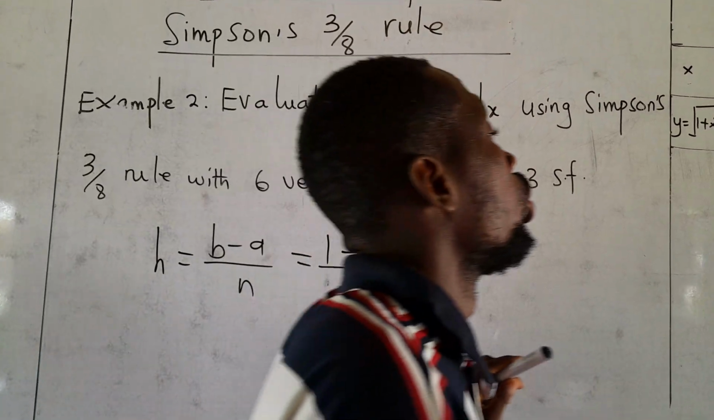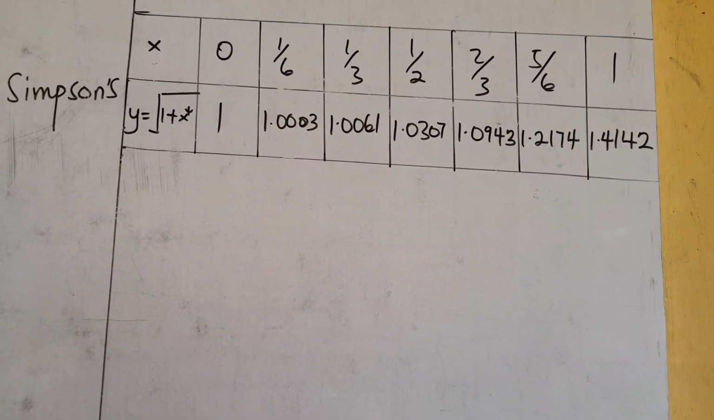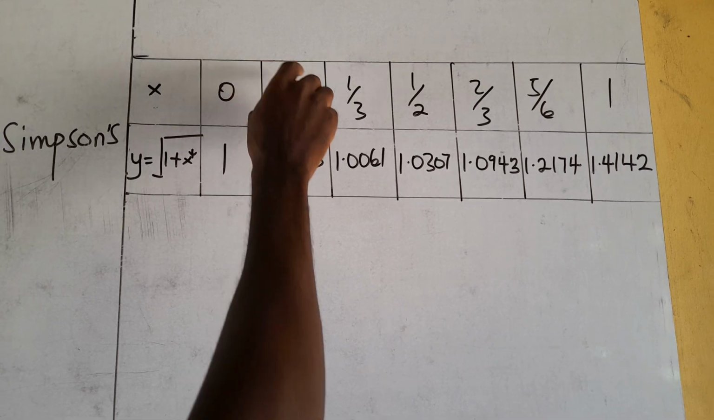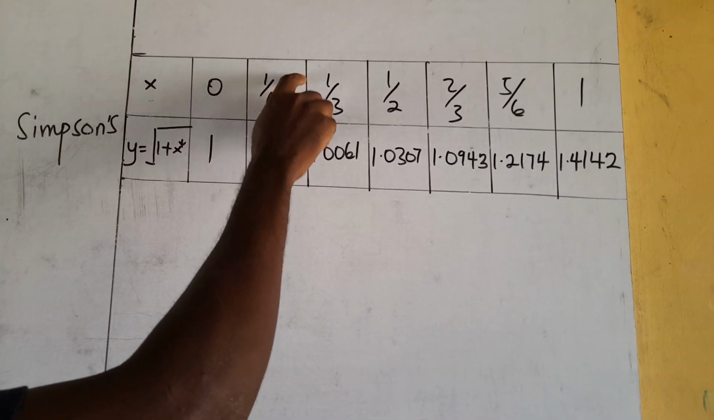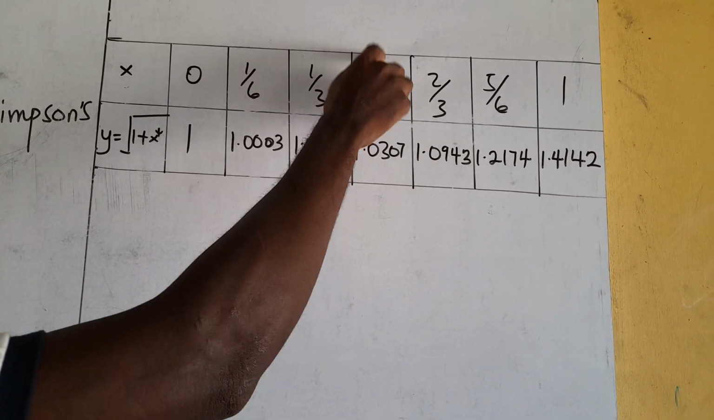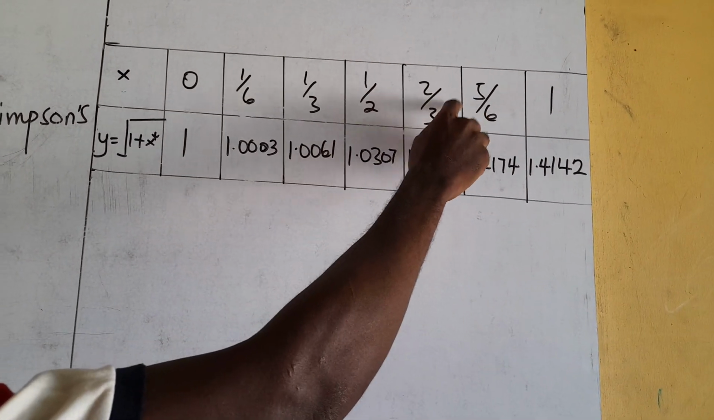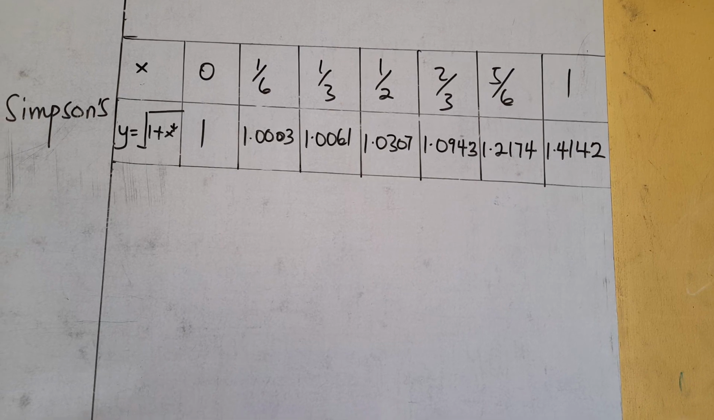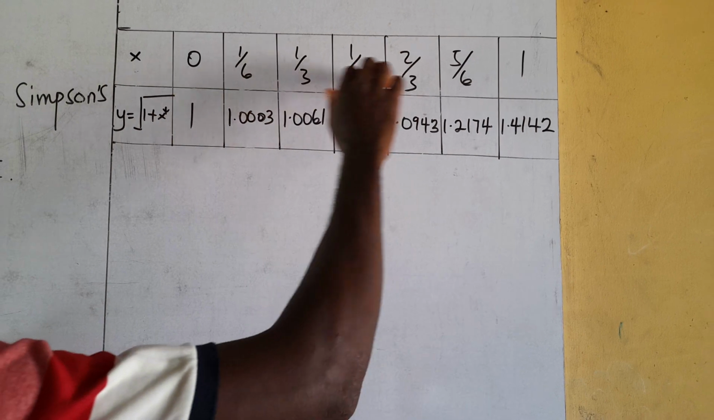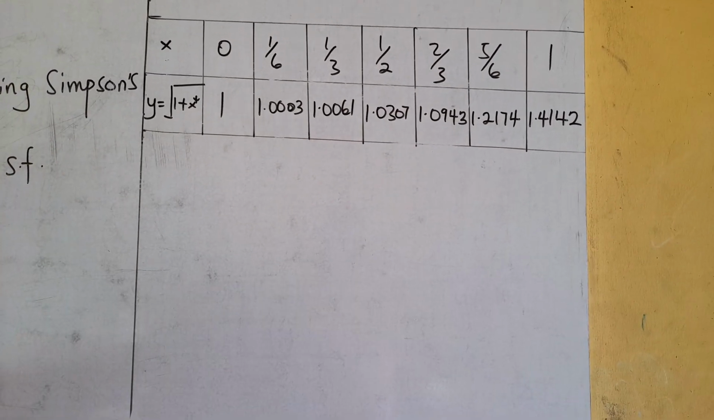So our table of values of x will be, so 0, we have 1 over 6. When we add 0 to 1 over 6, we get 1 over 6. When we add 1 over 6 to 1 over 6, we get 1 over 3. We add 1 over 6 to 1 over 3, we get 1 over 2. We add 1 over 6 to 1 over 2, we get 2 over 3. We add 1 over 6 to 2 over 3, we get 5 over 6. We add 1 over 6 to 5 over 6, we get 1. So when we substitute all these values of x into this function, their corresponding values are what is given here.